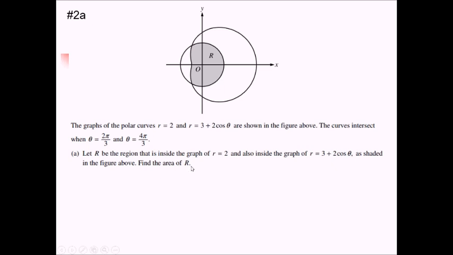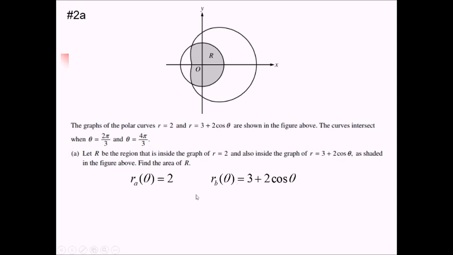So to make my life a little bit easier in terms of the setup, I guess I don't need to, but I'm going to call this r equals 2 here r sub a of theta. And now this other one I'll call r sub b of theta. It just makes it easier for me to organize my thoughts with 2 different functions that actually have names that I can refer to.